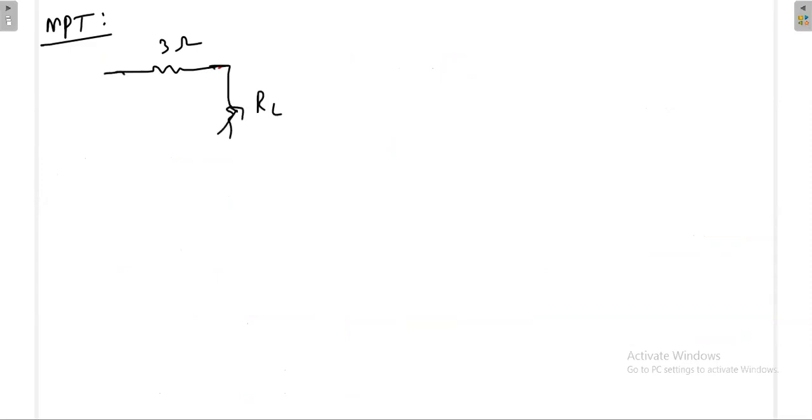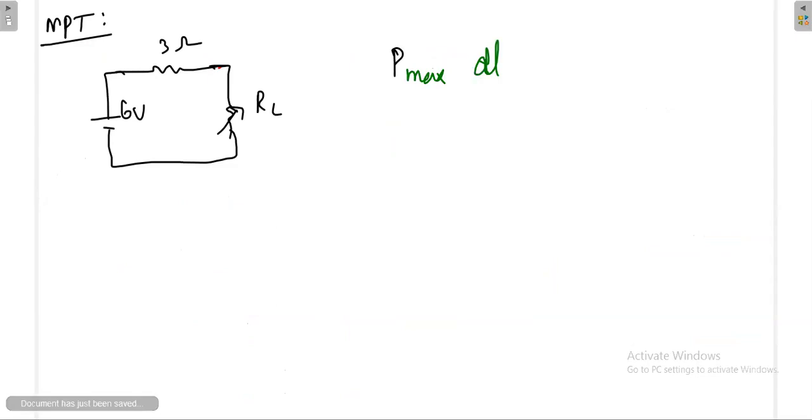RL is variable, and this source is 6 volt. From your experience, you know maximum power transfer is possible. P max is possible where? At exactly RL equal to 3 ohm. Then what is that maximum power? I know the maximum power transfer is possible at RL equal to 3 ohm.